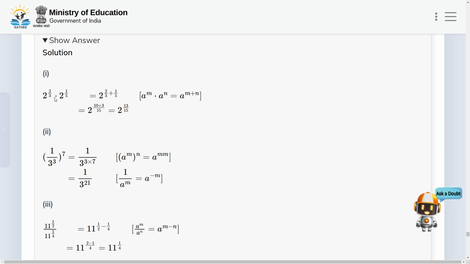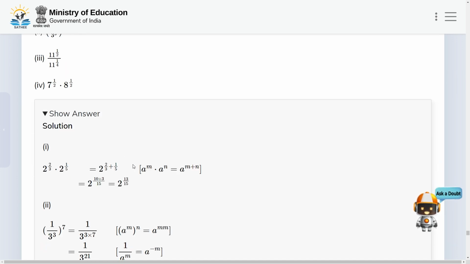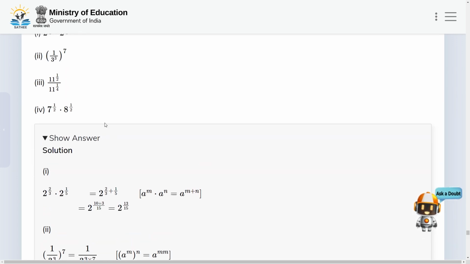That is equal to 2 to the power 2 by 3 plus 1 by 5, and this is equal to 2 to the power 10 plus 3 by 15, and this is equal to 2 to the power 13 by 15. Okay, so 2 to the power 2 by 3 into 2 to the power 1 by 5 is equal to 2 to the power 13 by 15. And now let us see the next one.